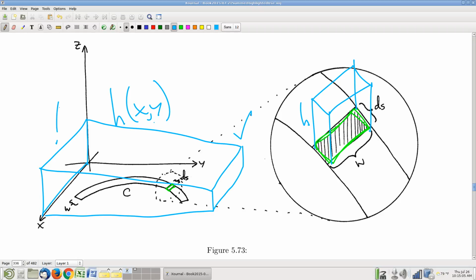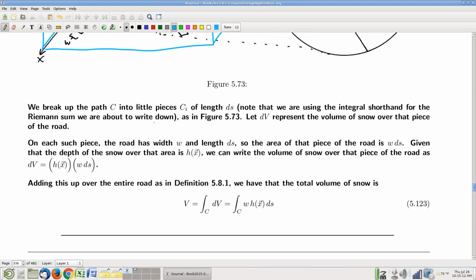Okay. So this easy-to-write-down thing, height times width times ds, that is what we're adding up over the entire curve. And so that scalar line integral will compute the total volume of snow sitting over that driveway.